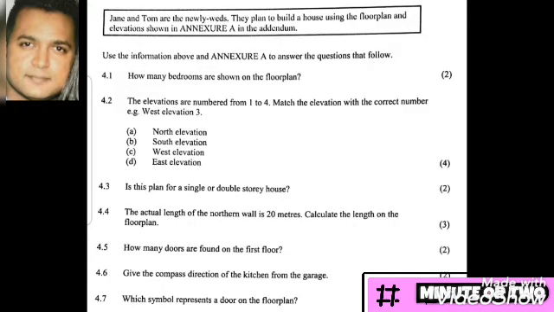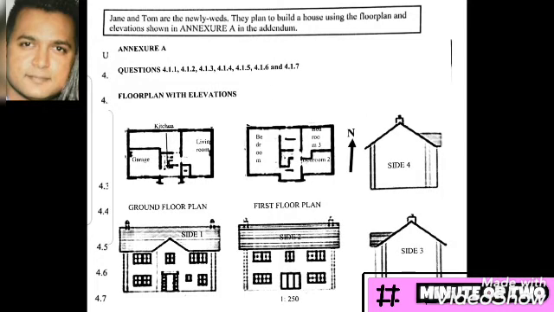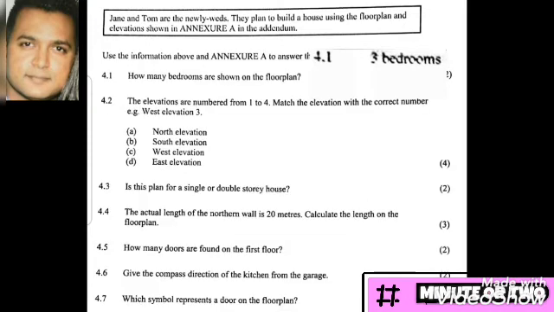So looking at 4.1, we have how many bedrooms are shown on the floor plan. A fairly simple question to be answered. You notice the floor plan already has labels, and there is bedroom, bedroom 2, and bedroom 3. So altogether your answer would be 3 bedrooms.